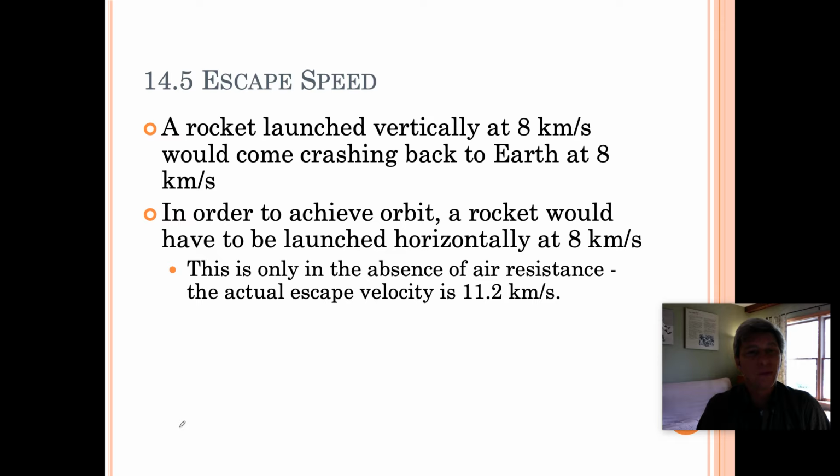And so the moral of the story here is that the escape speed of a rocket that is launched into orbit is going to have to be 11.2 kilometers per second in order to escape the Earth's atmosphere and enter into orbit around the Earth. So that, my friends, is all I've got to say about that.